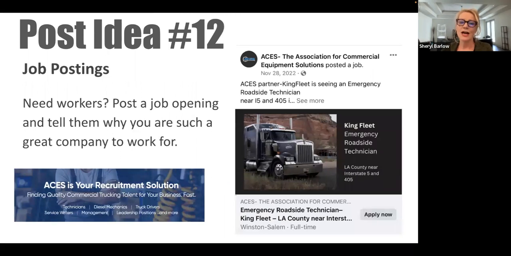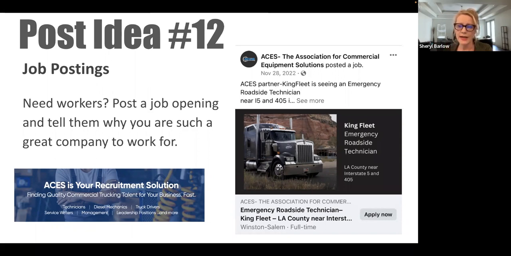But job postings, because this is something people struggle with today. And it's every industry, and I know it's a lot of yours. So if you need workers, post a job on your social media, Facebook, LinkedIn, Instagram, on your website, post it anywhere you can, and tell people what a wonderful company you are to work for.